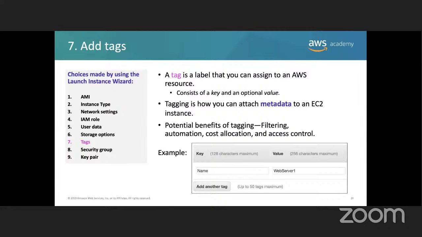So, choices made by using the wizard. Well, tagging is important for cost, right? It's a label that you can assign to an AWS resource, and it consists of a key and an optional value. Tagging is how you can attach metadata to an EC2 instance. Potential benefits of tagging: filtering, automation, cost allocation, and access control. Okay? Those are the benefits of tagging.